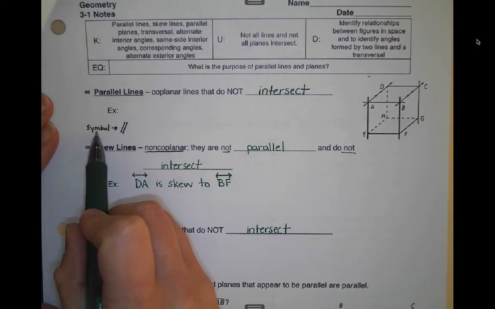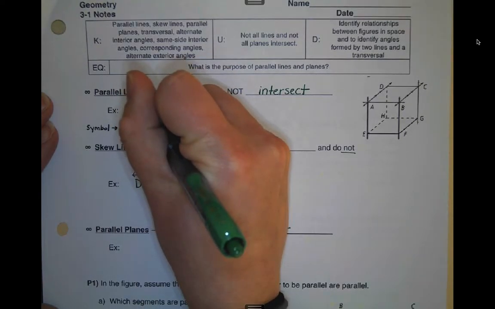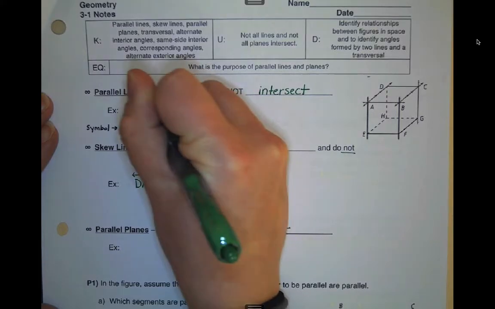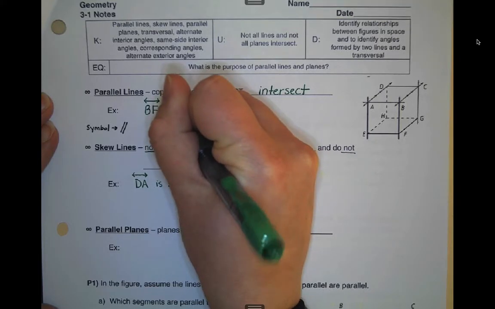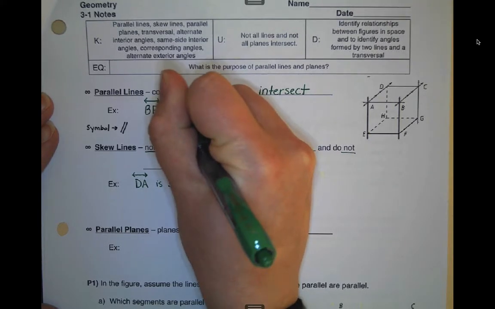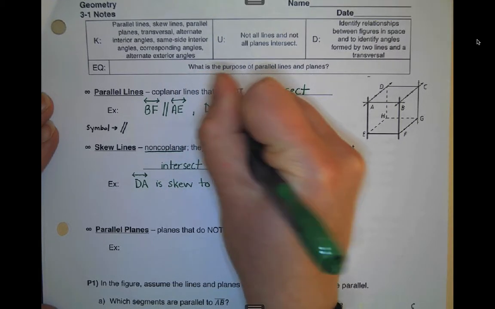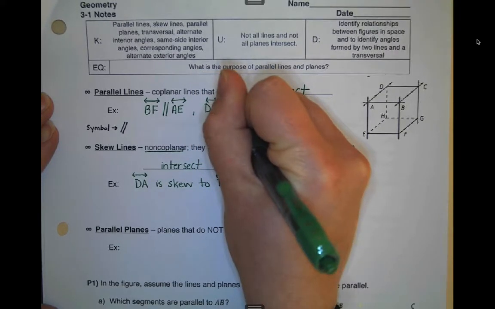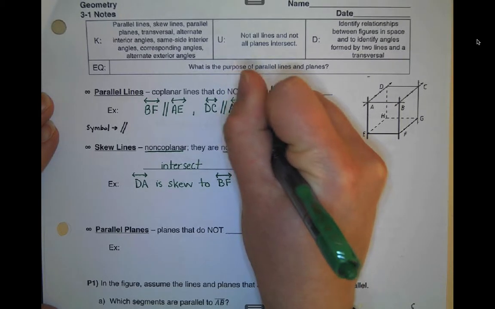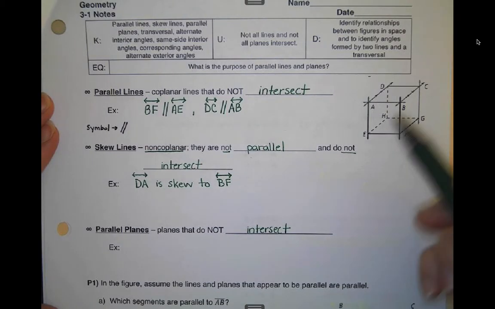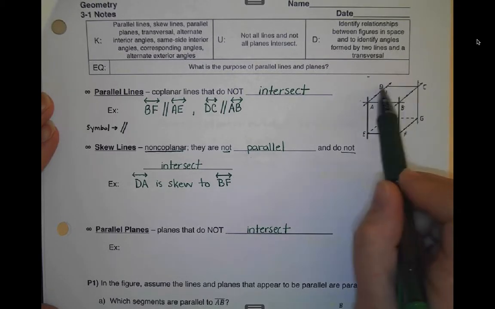There is a symbol to indicate lines are parallel. I listed it right here. And for example, over in that picture, line BF is parallel to line AE. Right. I will also list one more pair, DC. Line DC is parallel to line AB. Right. They have to be in the same plane. They are not going to intersect. So AB is here, and here is DC over here.